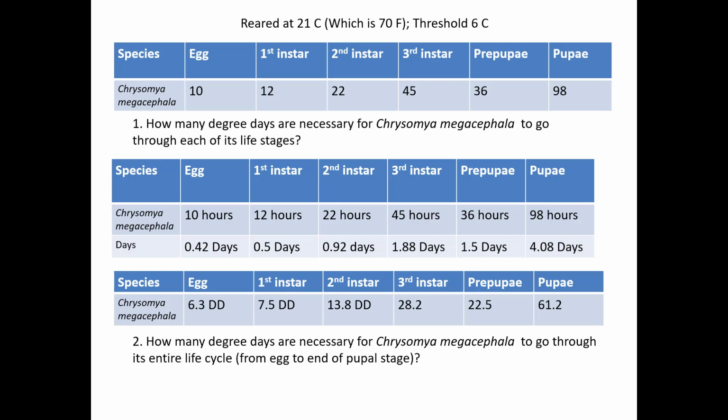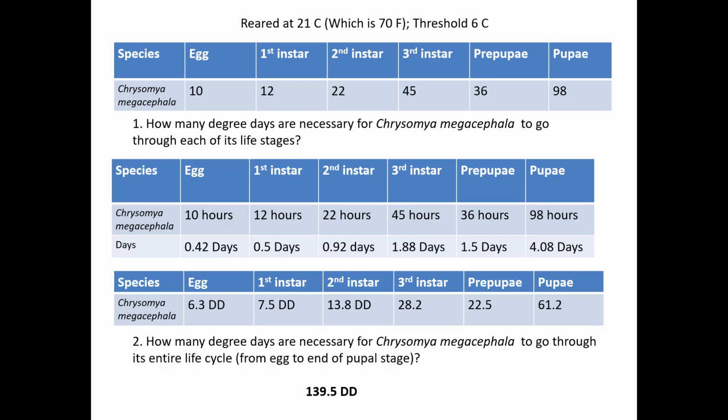Second question, how many degree days are necessary for Chrysomya megacephala to go through its entire life cycle? So from egg to the end of the pupae. So think about that life cycle, right? It needs to lay the eggs, go to first instar through the second, through the third, through the fourth, through the fifth stage. That's the pupal stage. So how do we figure that out? We just add them all up. So we've done this before. So then in this case, it's 6.3 plus 7.5, 13.8, 28.2, 22.5, and 61.2. We add that up. So that answer then is they need 139.5 degree days to go from the beginning of the egg stage to the end of the pupal stage.